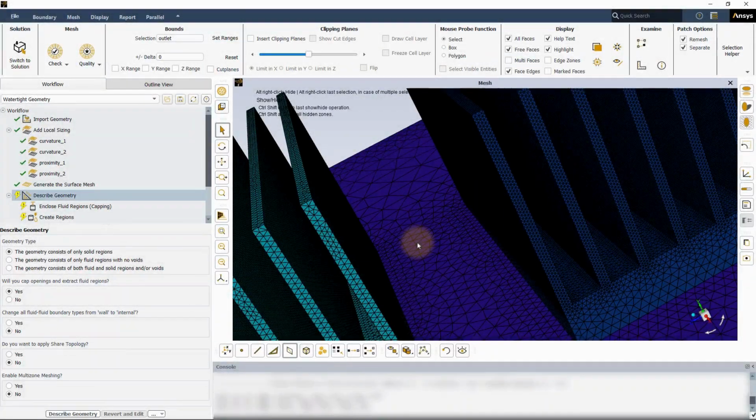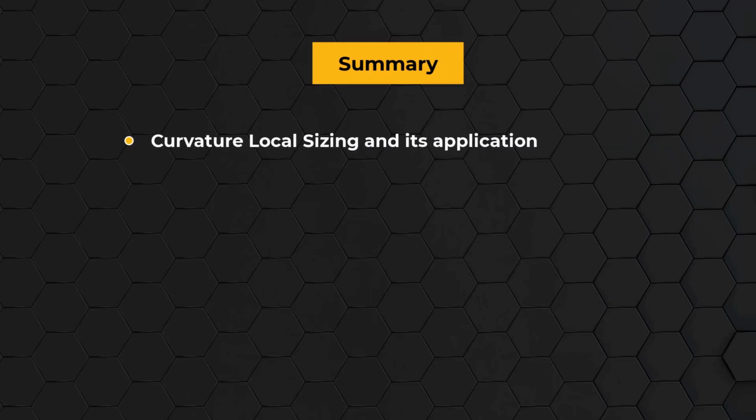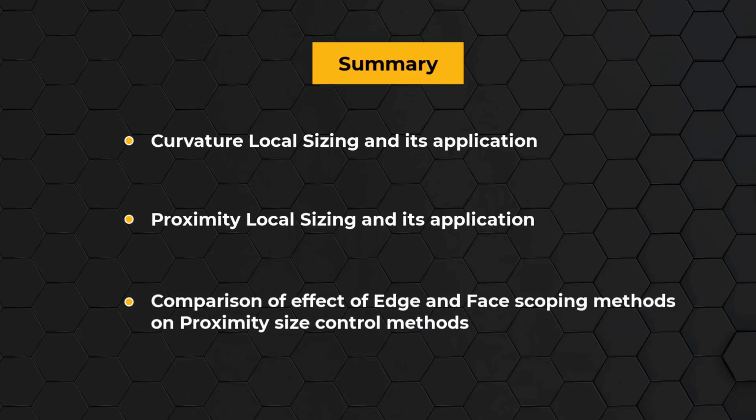This brings us to the end of the lesson. Let's summarize what we have learned in this lesson. We understood what curvature local sizing is and how to implement it. Then we learned about the proximity local sizing and its application. Finally, we compared the effect of edge and face scoping methods on proximity size control method available in the Add Local Sizing task of the Ansys Fluent Meshing Watertight Geometry workflow. With that, let's wrap up the lesson.